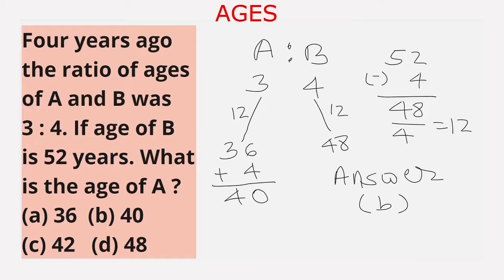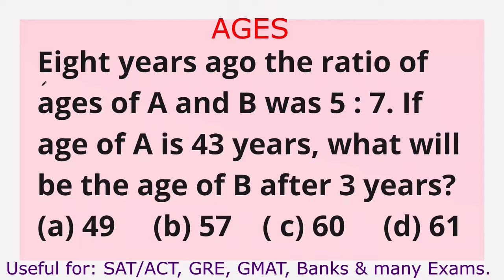We go to the next question. Our question is, 8 years ago, the ratio of ages of A and B was 5:7. If the age of A is 43 years, what will be the age of B after 3 years? The given options are option A 49, option B 57, option C 60, option D 61.